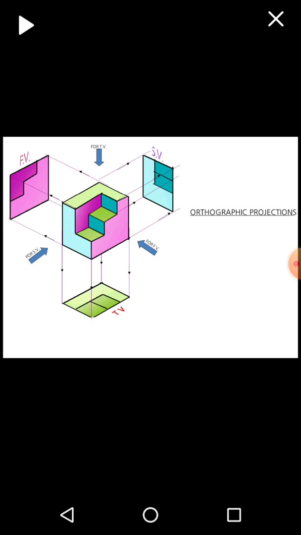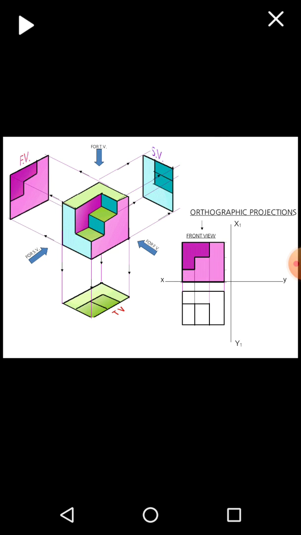In this case, its orthographic representation will be like this: xy line, x1 y1 line. As it is a left hand side view, we have to draw it on the right side of the front view. So here we'll draw the front view. Below the front view we'll have the top view, and on the right side we'll have the left hand side view.